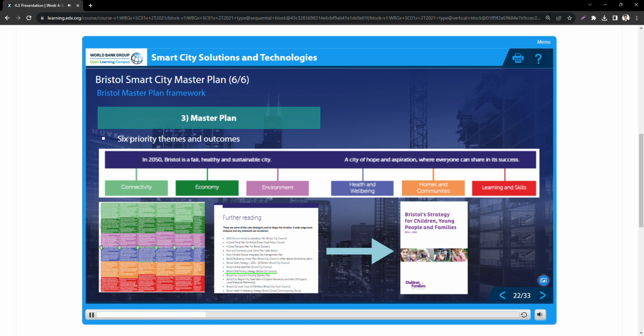Bristol got 6 priority themes like 1. Connectivity, 2. Economy, 3. Environment, 4. Health and well-being, 5. Homes and communities, and 6. Learning and skills. And there are specific outcomes for each priority. If there are existing strategies and plans, a master plan is developed accordingly. And if there are no existing strategies and plans, Bristol proposes new plans and business models.